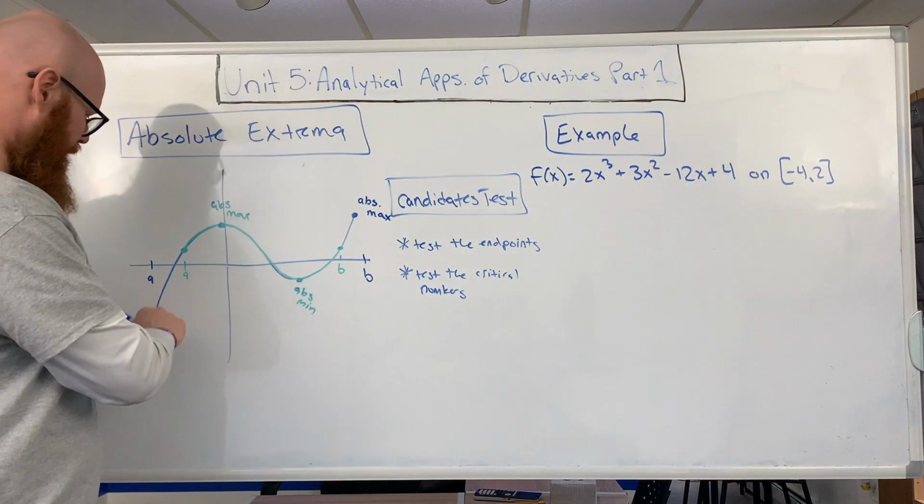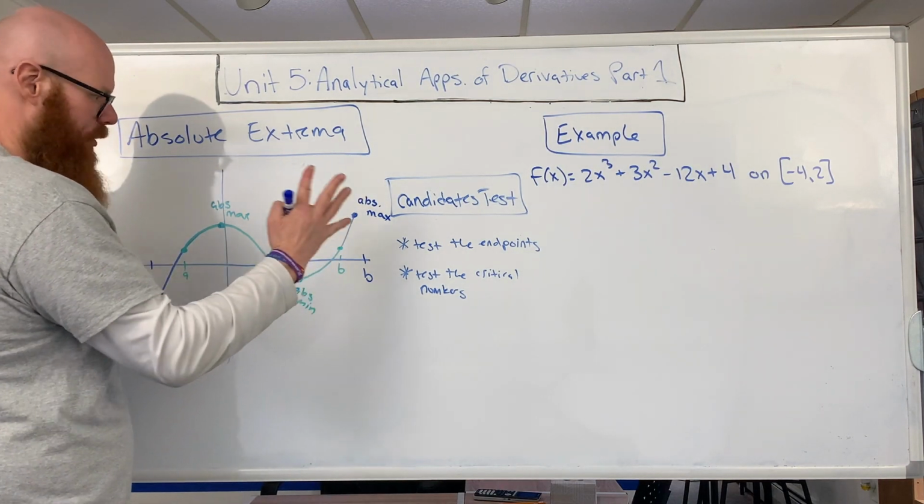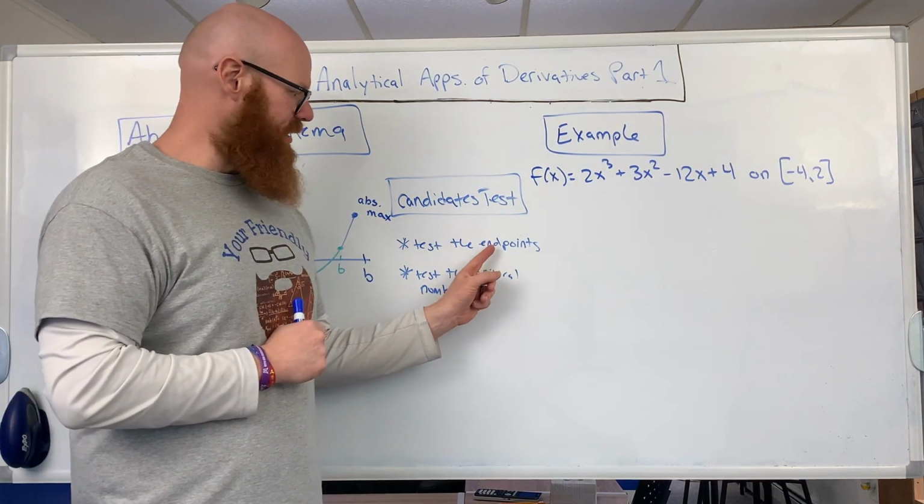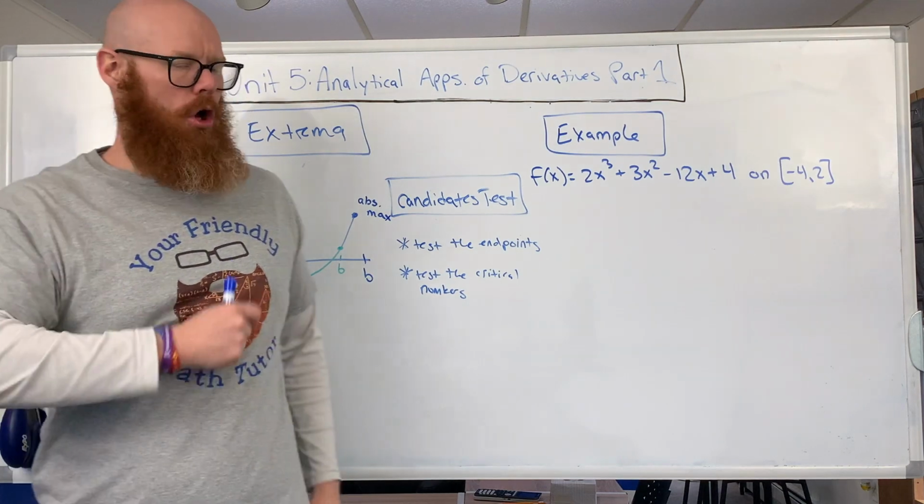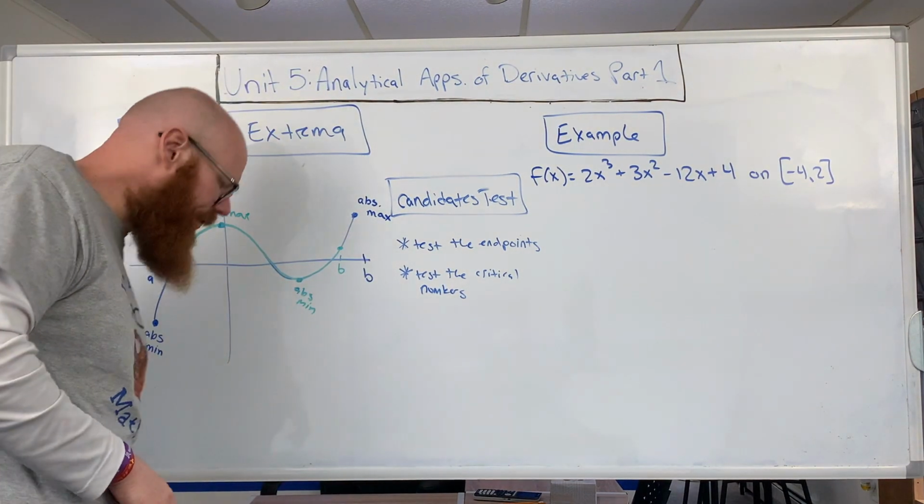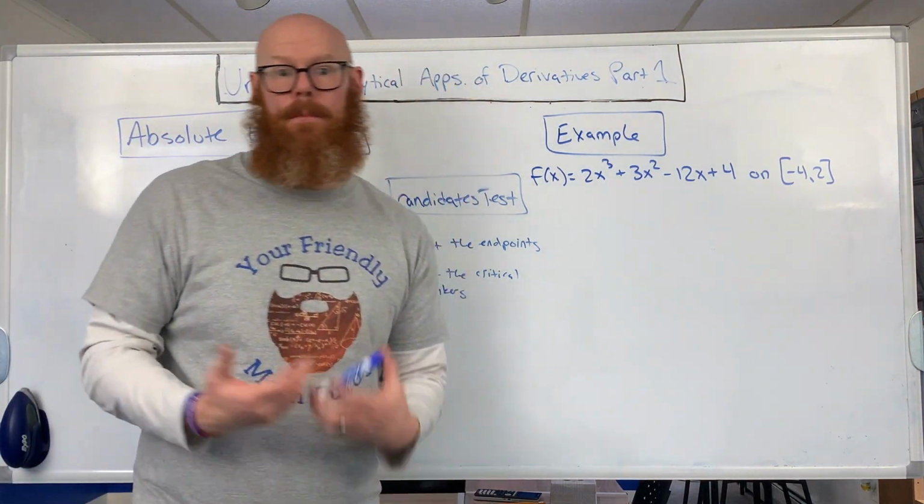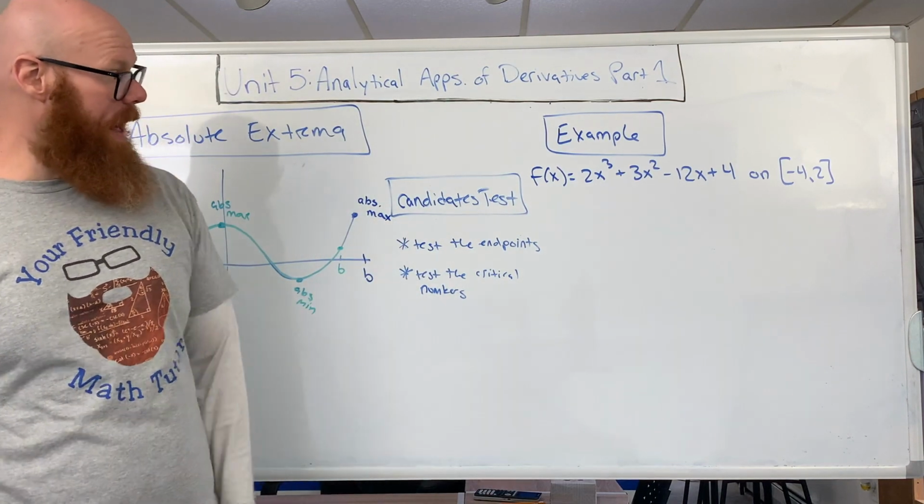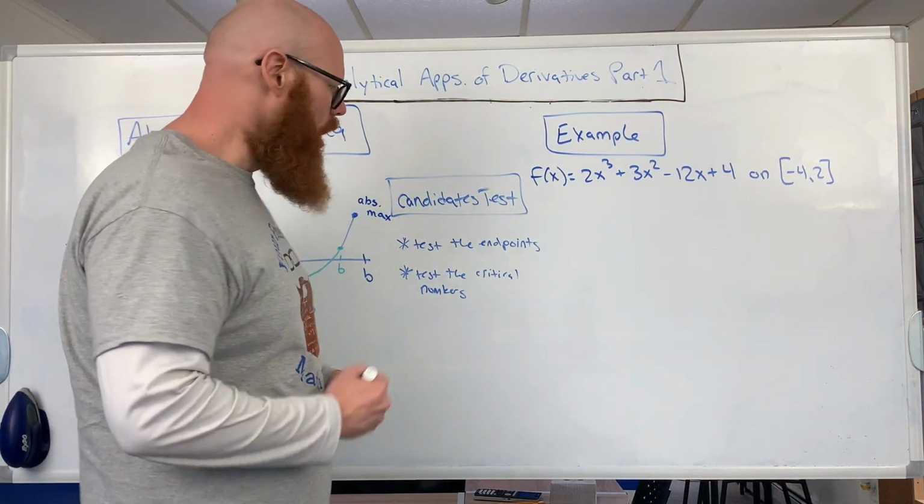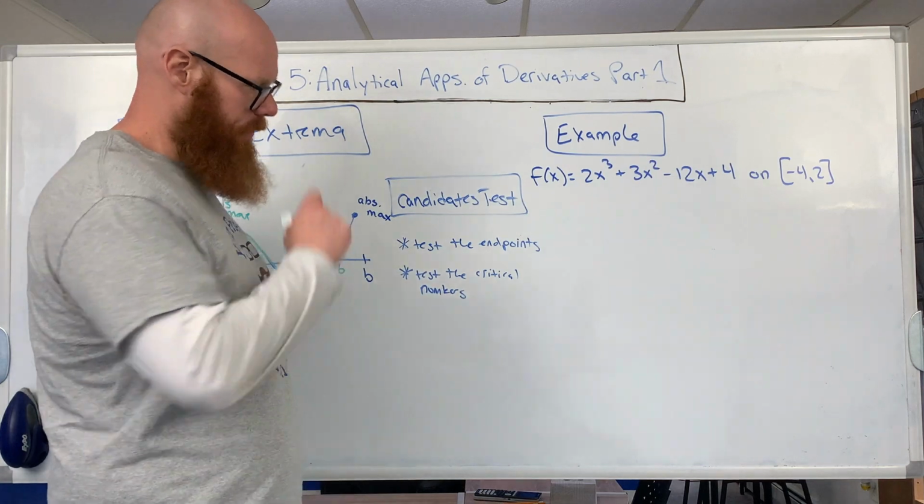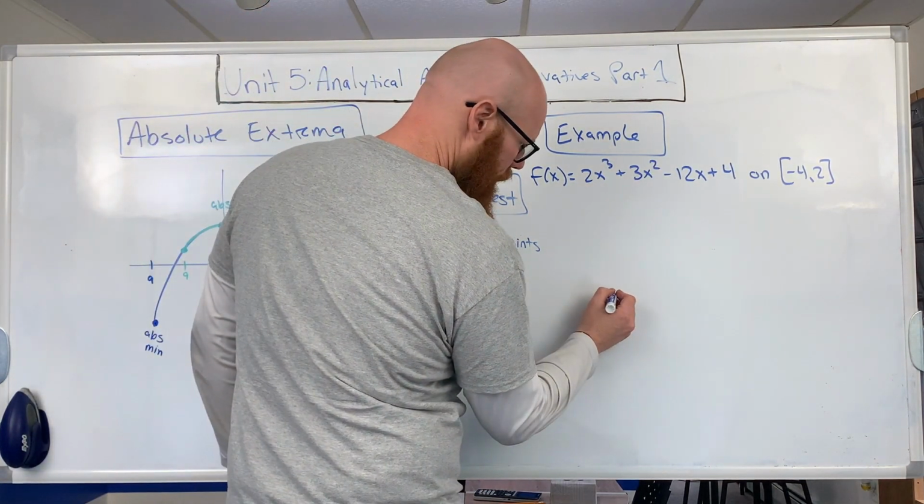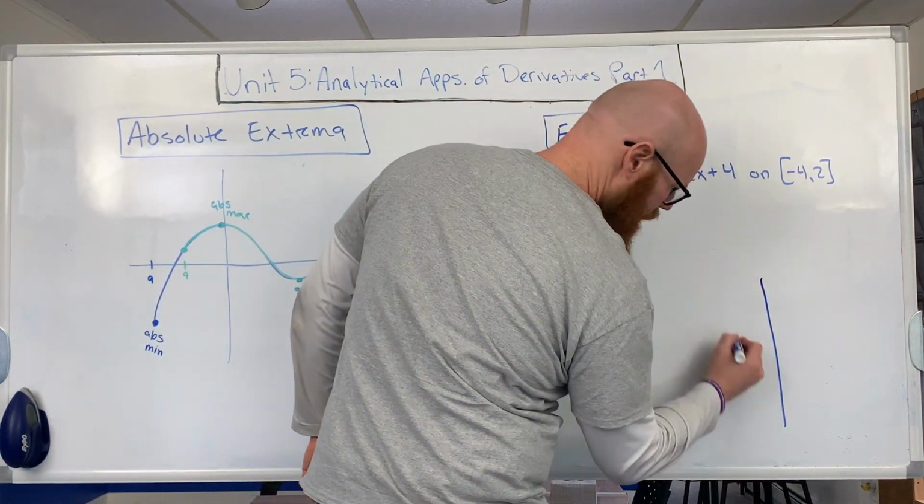So we take an infinite number of points and we see that we can shrink that down to just the endpoints, and the critical numbers are the only possible places that an absolute max or an absolute minimum could occur. So let's take a look at an example of that. So endpoints. What I'm going to do is make a little table here.